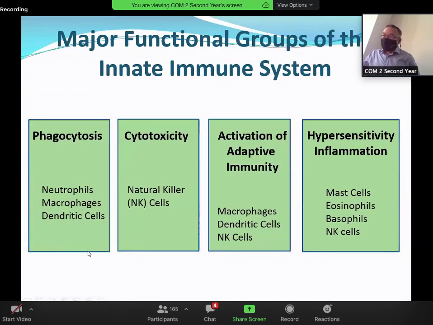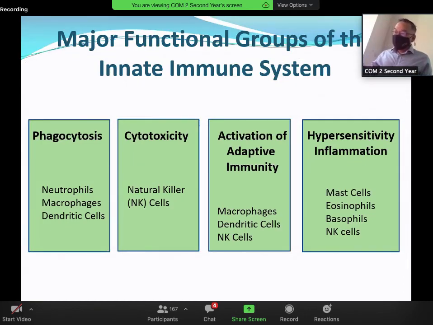If we group these innate cells based on function, we can group the functions as phagocytosis, cytotoxicity, activation of adaptive immunity, and hypersensitivity reactions, or generation of an inflammatory response. So phagocytosis, you all understand what the term phagocytosis means? Give me a definition. Engulfment, eating, capture, right?